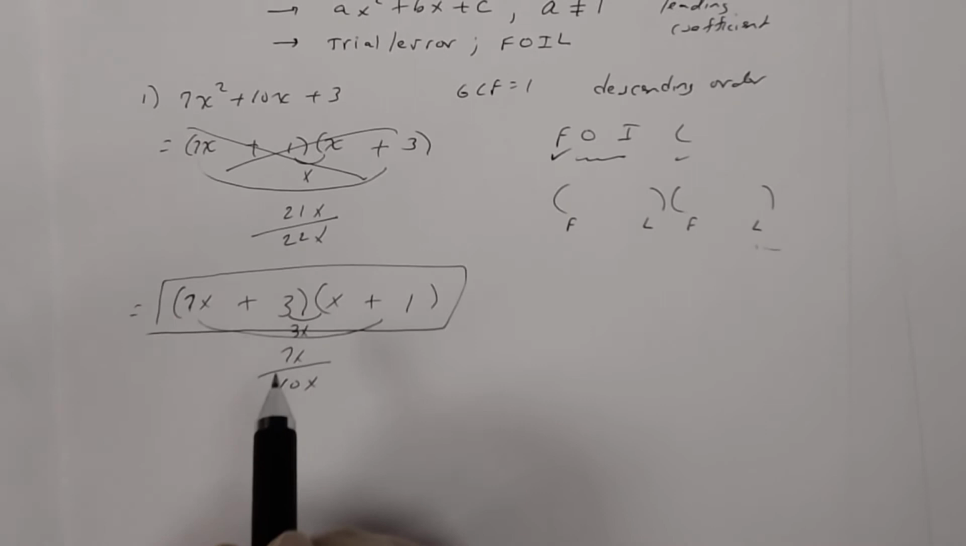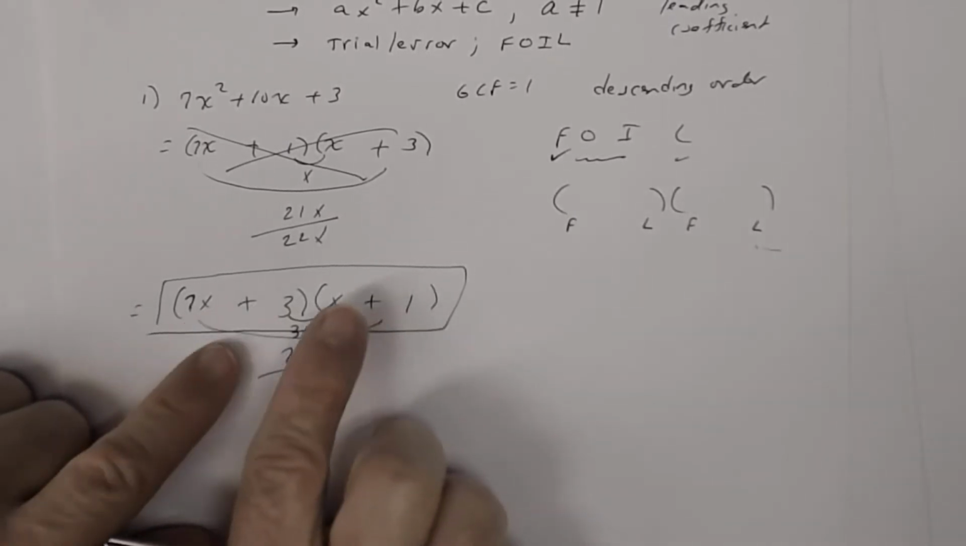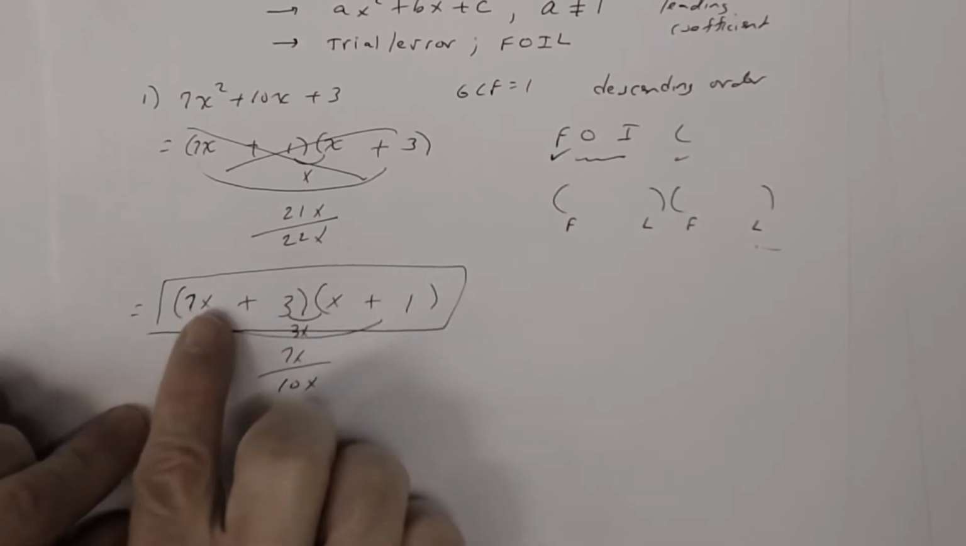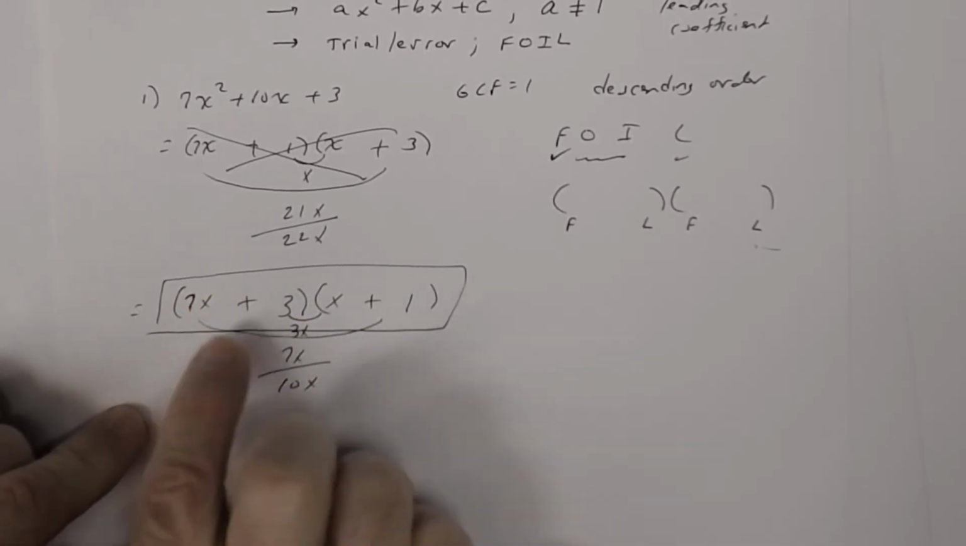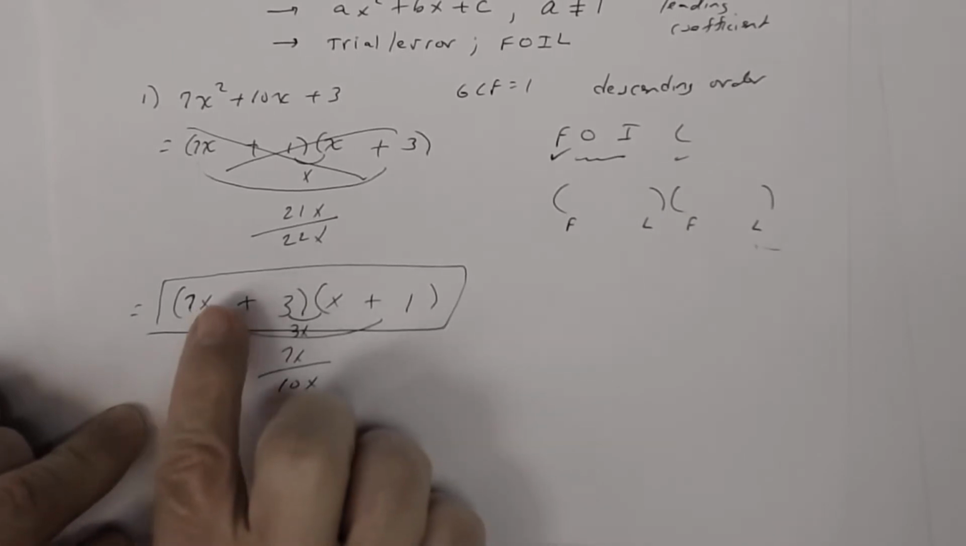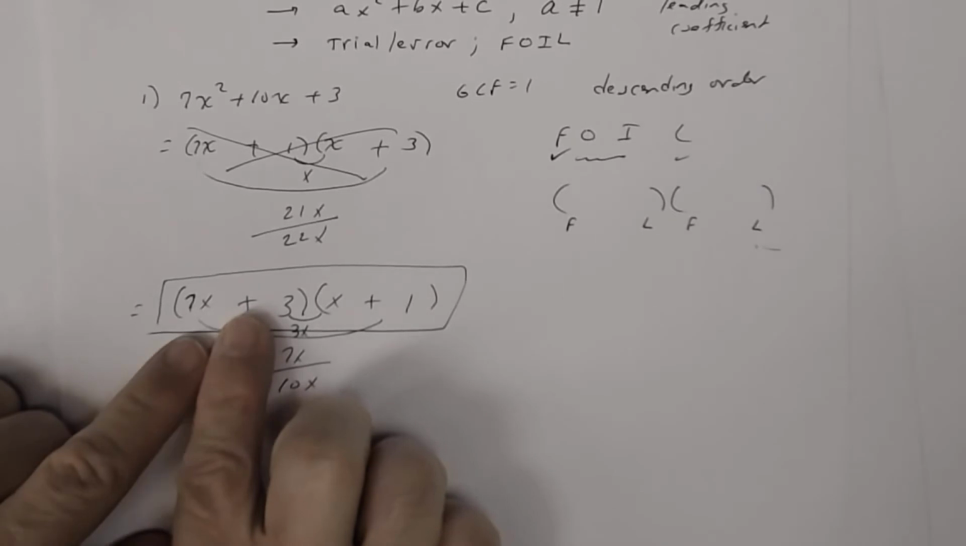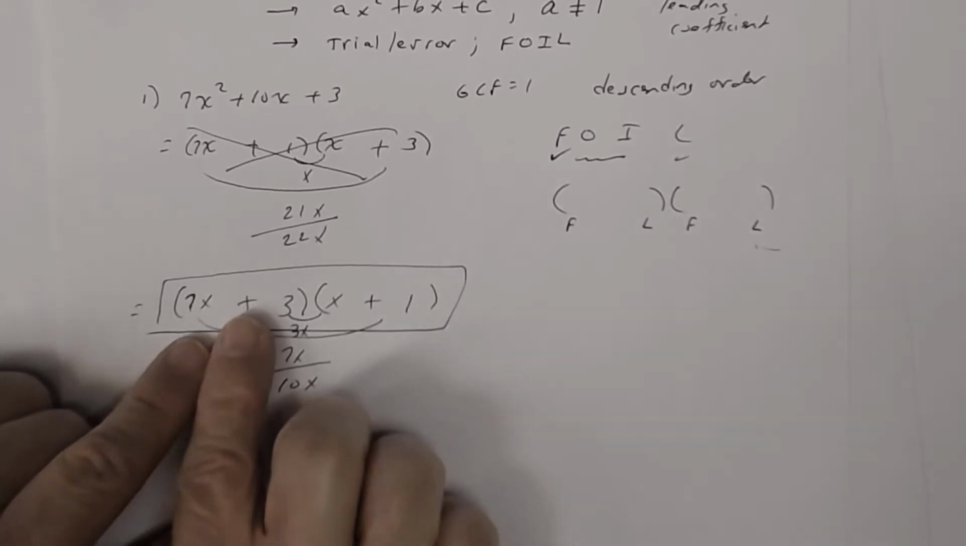Now just always make sure though, always make sure you go back to your factors. How many factors do you see? There are 2 factors. Here's my first one, 7x plus 3. Here's my second one, x plus 1. Always go back and verify that the GCF of each factor is 1. Okay, you must make sure you do that.